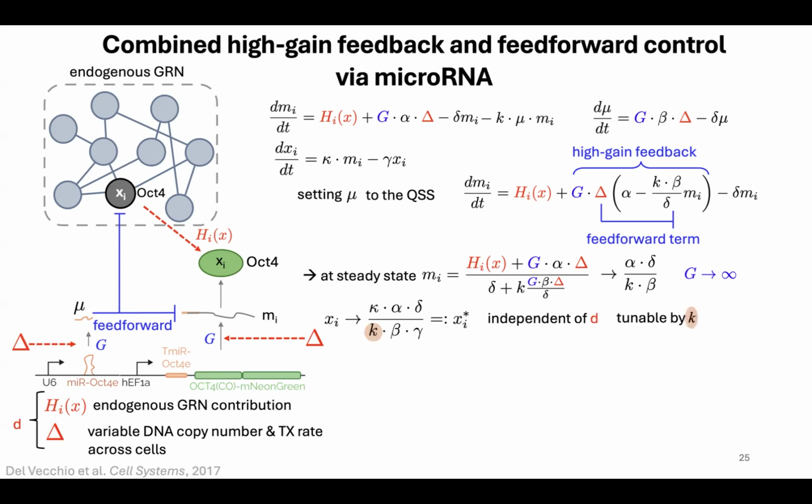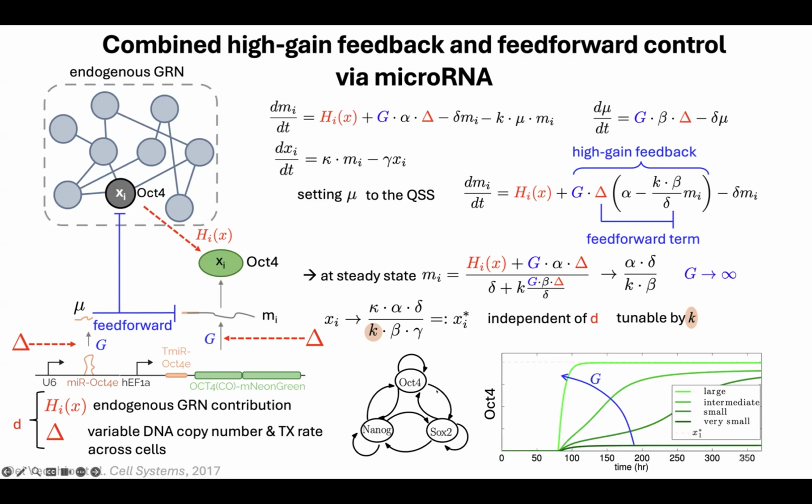The final thing is tuning. How do you tune the level of this OCT4? Because we said there is an optimal level. From the expression that you see here, there are some parameters that are tunable. This K parameter is hinging on the catalytic rate of the microRNA, on which you have some control by changing essentially the base pairing between the microRNA sequence and the target on the mRNA.